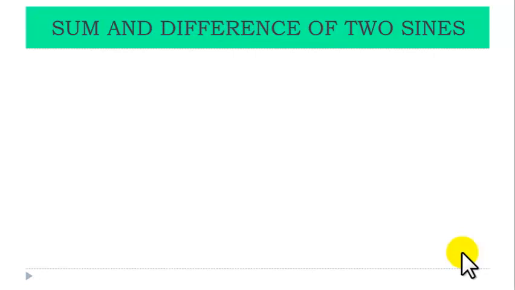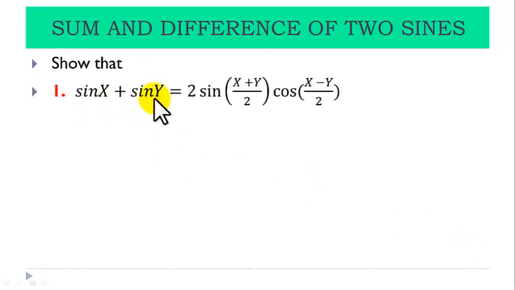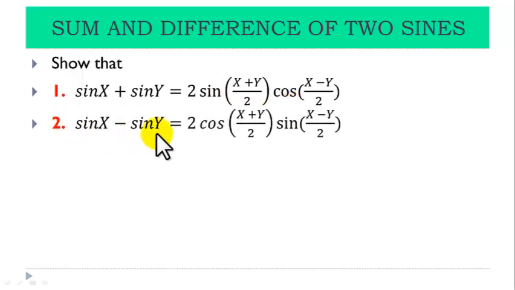Sum and difference of two sines. Show that 1. sin x plus sin y is equal to 2 sin (x plus y) over 2 cos (x minus y) over 2. Please observe that for the sum of two sines, we have sin cos. 2. sin x minus sin y is equal to 2 cos (x plus y) over 2 sin (x minus y) over 2. Also observe that for the difference of two sines, we have cos sin here.